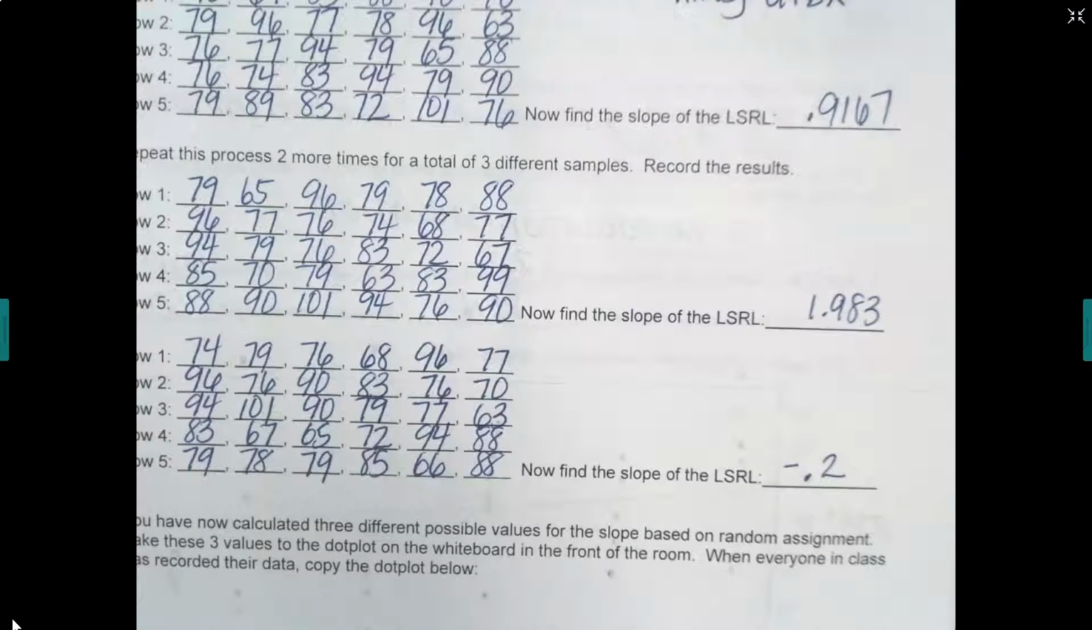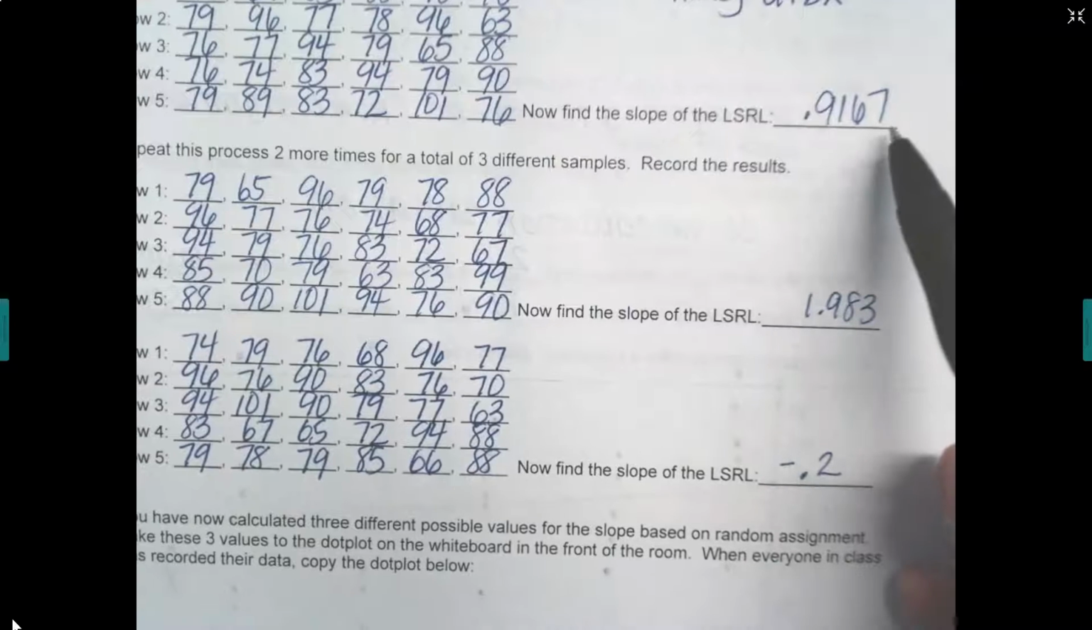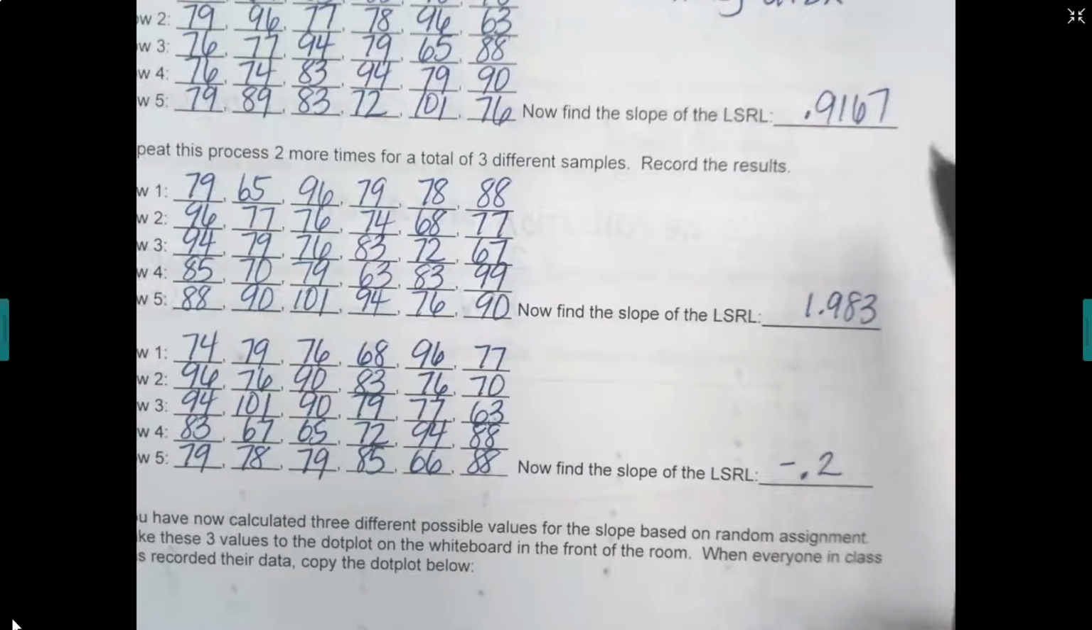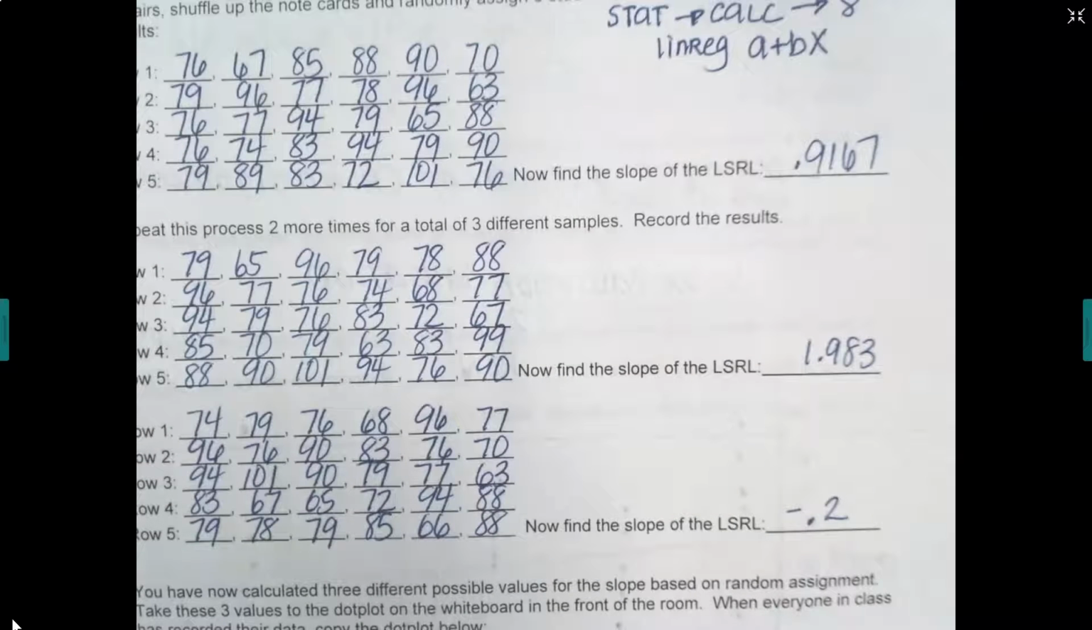Okay, after calculating all of these out, I got a positive 0.9167 for the first set, 1.983 for the second set, and negative 0.2 for the third set. So what we're looking for here is, if seat has no effect on exam score, just by random, purely by chance, can we get a slope as extreme as what we found? Let me show you what we got as a whole.